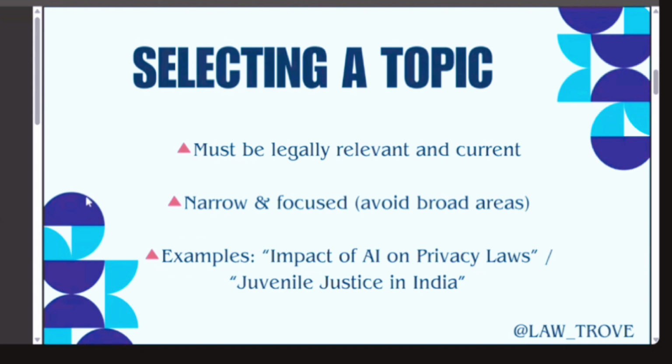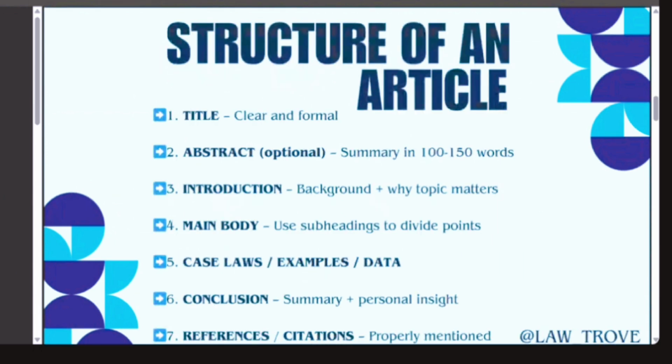For example, here I have taken two examples. Impact of AI on privacy laws is a very focused topic, or title I would say. We are going to assess privacy laws and the impact of AI on them. And the other is juvenile justice in India. But in this topic also, you can take a particular part of it, because it is in itself a very vast area of study.